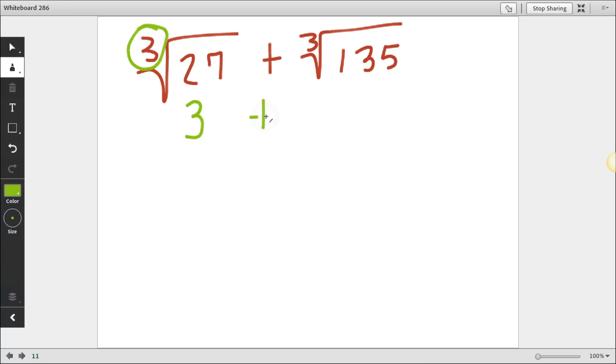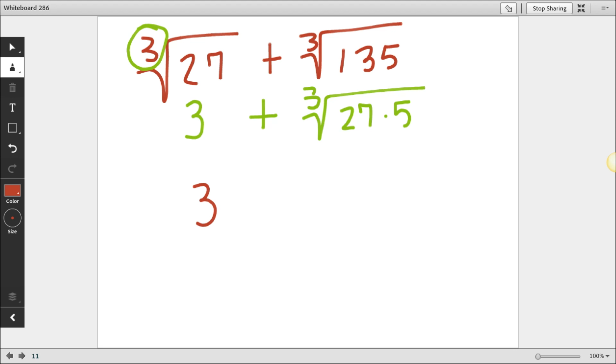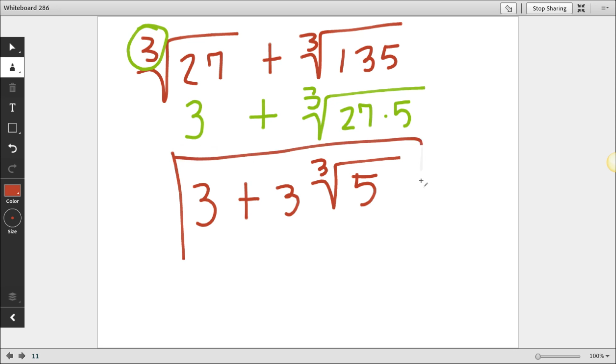That means that I can break this down to the cube root of 27 times 5. Now, just like a perfect square, I have a perfect cube, so I can take that perfect cube out of the radical. The cube root of 27, we already figured out, was 3. So my final answer here will be 3 times the cube root of 5. That is what your answer needs to look like, ladies and gentlemen.